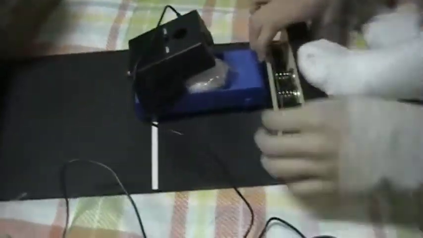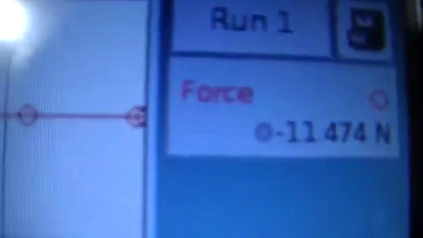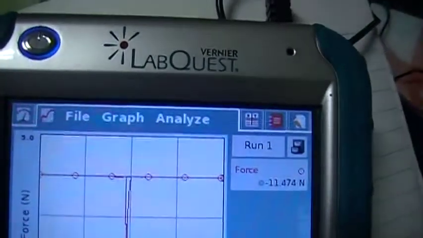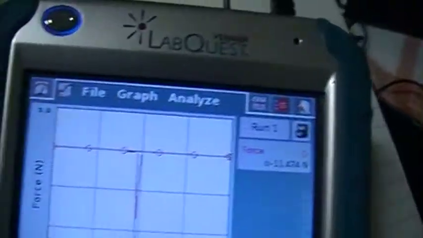So, ready? 1, 2, 3. As you can see, as the force was measured, it was negative 11.474 Newton, and the elapsed time was 0.90 seconds. And now we're going to examine the egg.